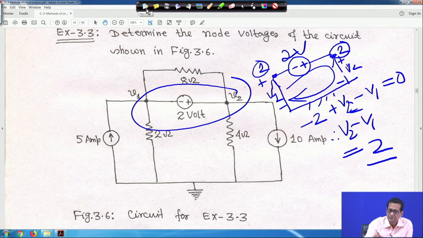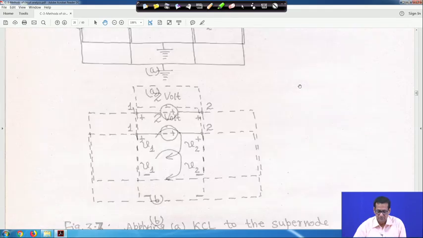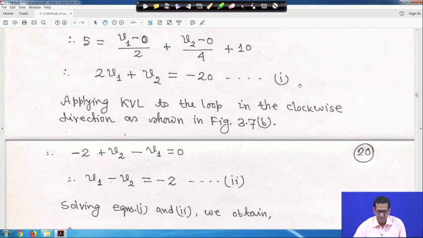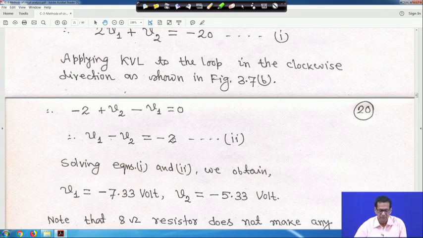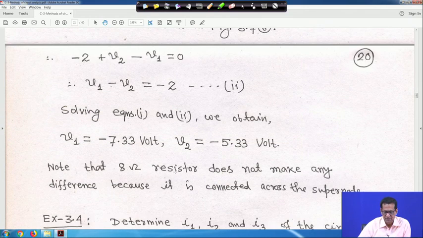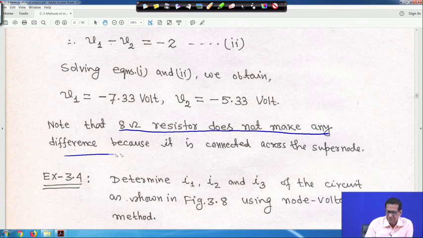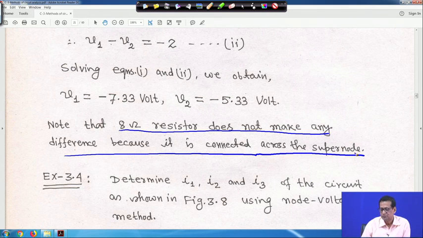So, this is V 1 minus V 2 is equal to minus 2, or V 2 minus V 1 is equal to 2. Solve these two equations, equation 1 and equation 2, and you will get V 1 is equal to minus 7.33 volt and V 2 is equal to minus 5.33 volt. Note that the 8 ohm resistor does not make any difference because it is connected across the super node.